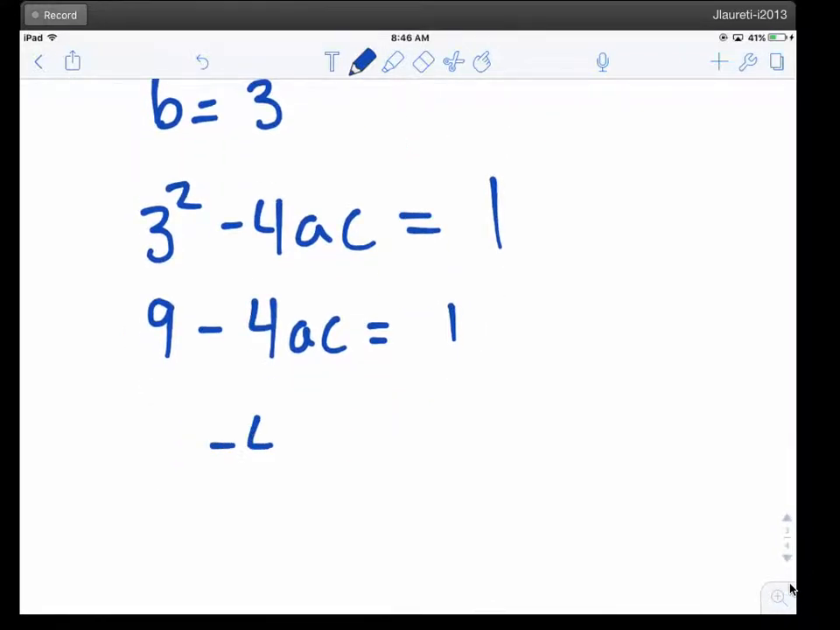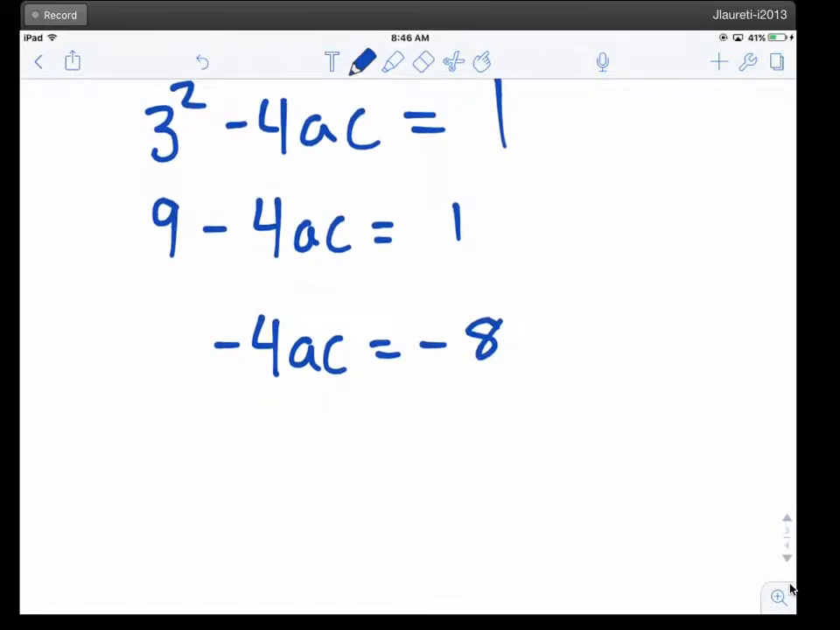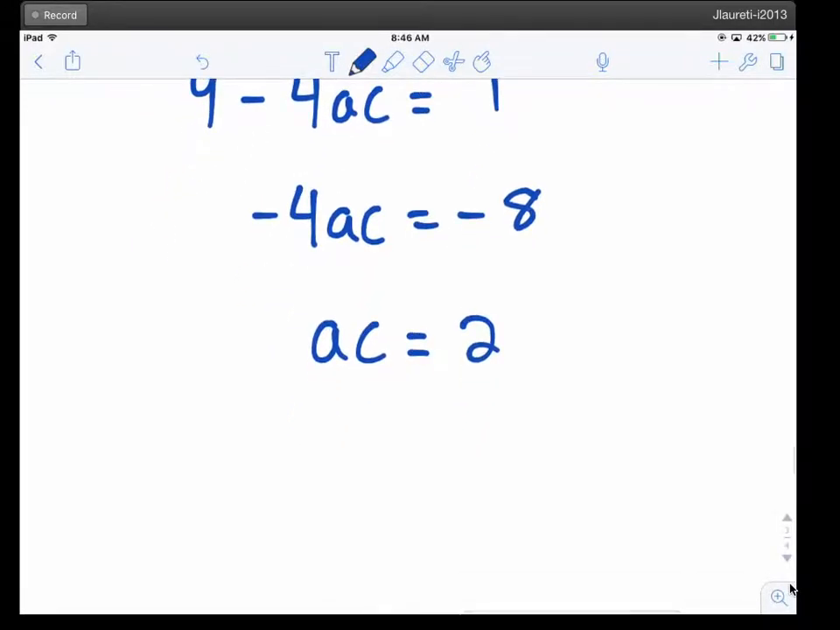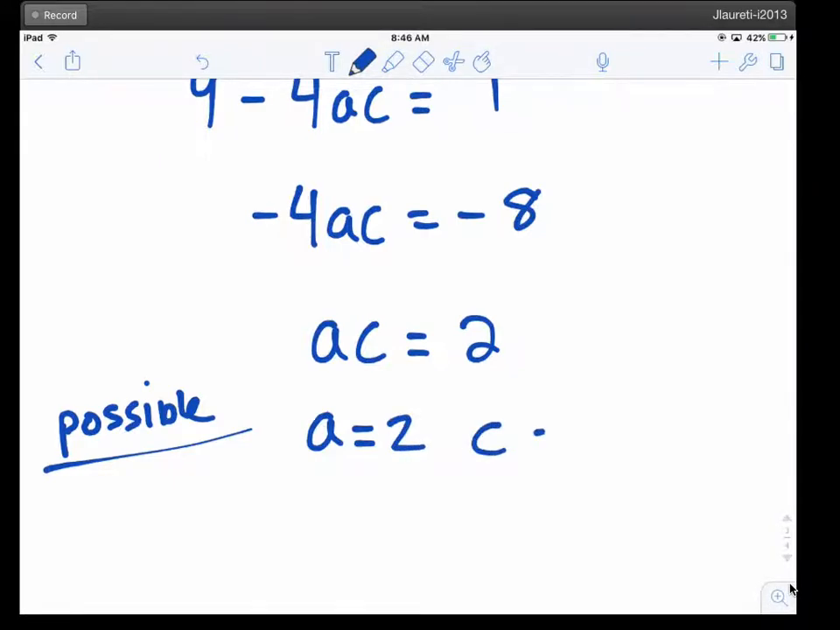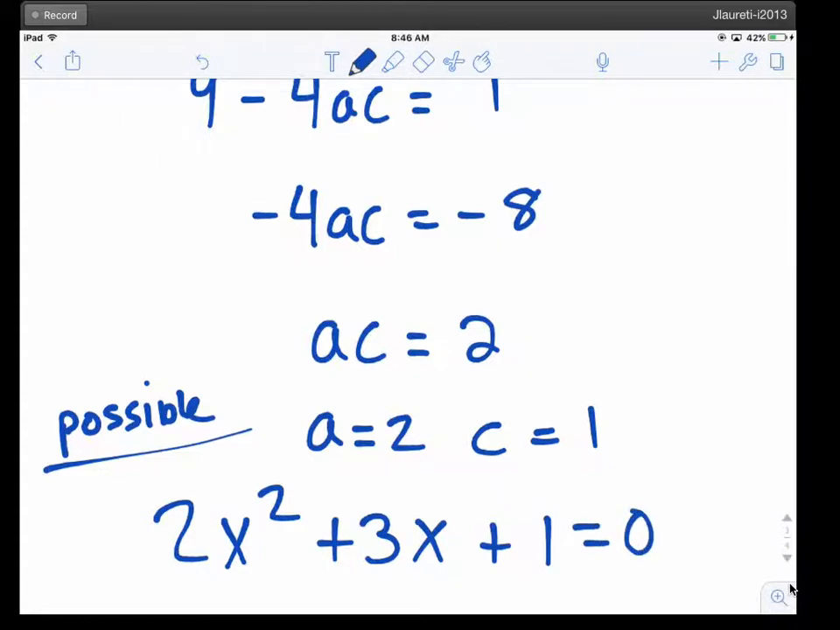Then if you subtract the 9, you get negative 8. And then if you divide by negative 4, you get AC is equal to 2. So a possible answer would be what? A could be 2, and then C would have to be 1. So you'd have 2x squared plus 3x plus 1 is equal to 0.